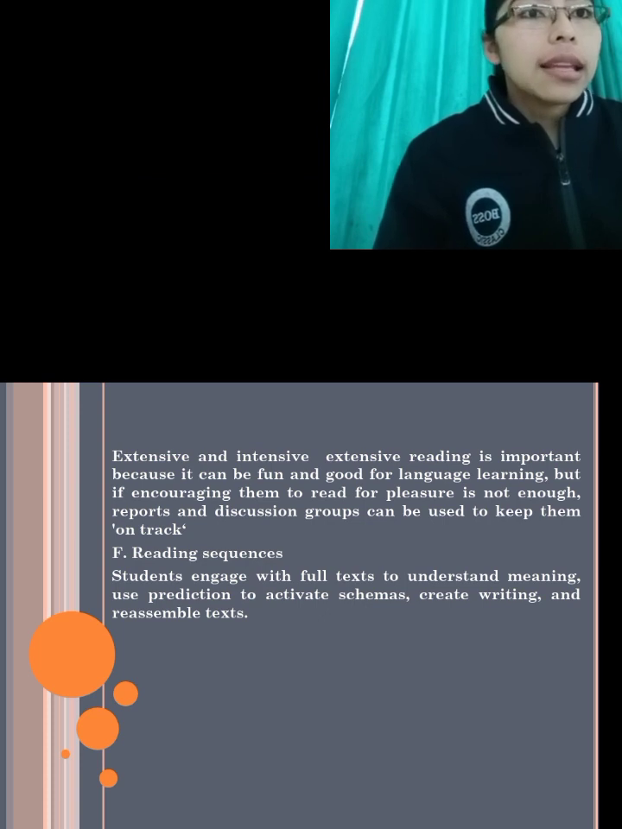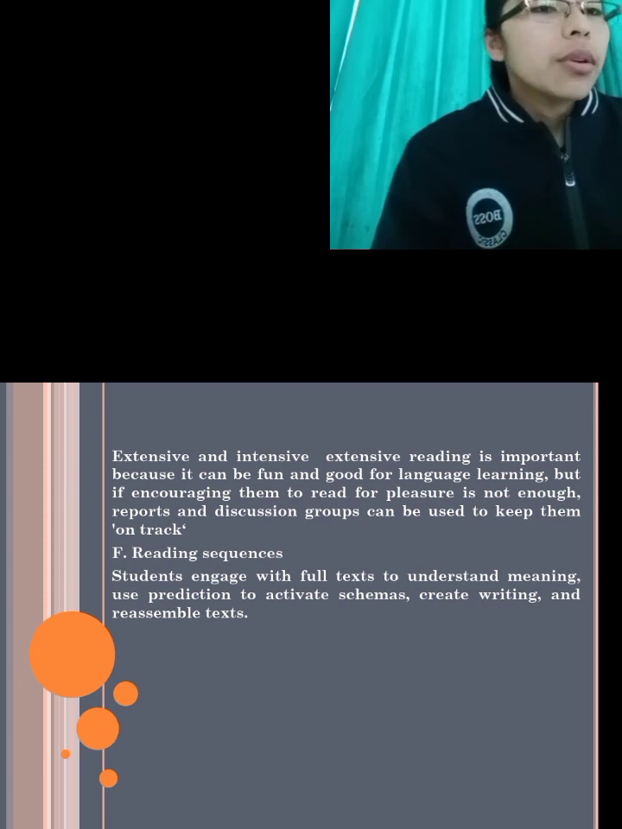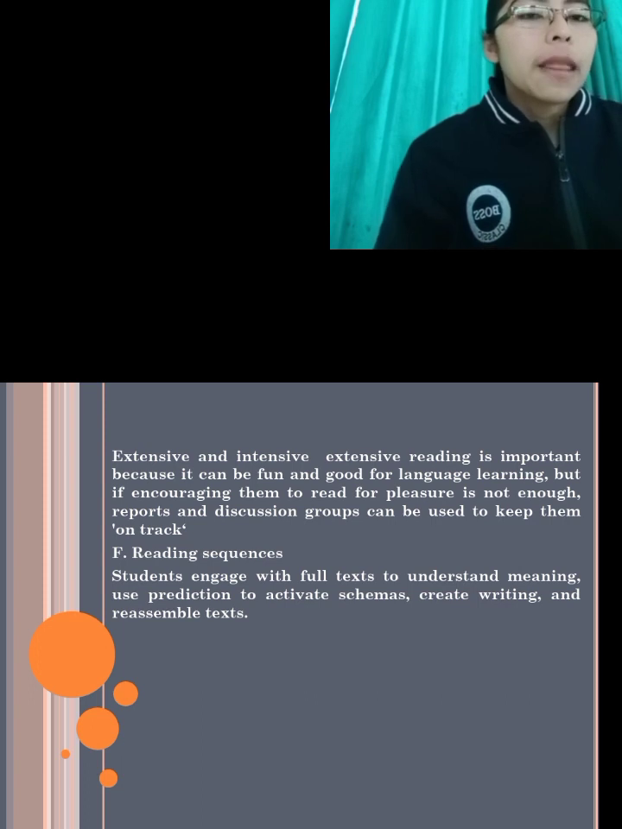Extensive reading is important because it can be fun and good for language learning. But if encouraging them to read for pleasure is not enough, reports and discussion groups can be used to keep them on track. And the sixth, reading sequence.